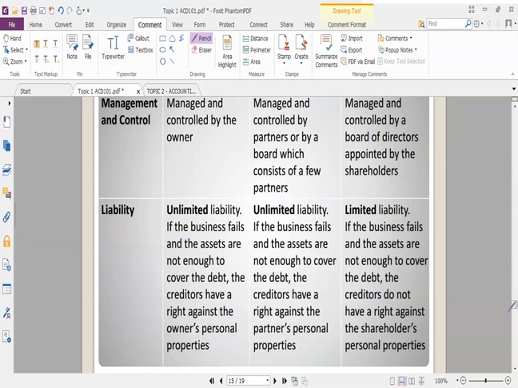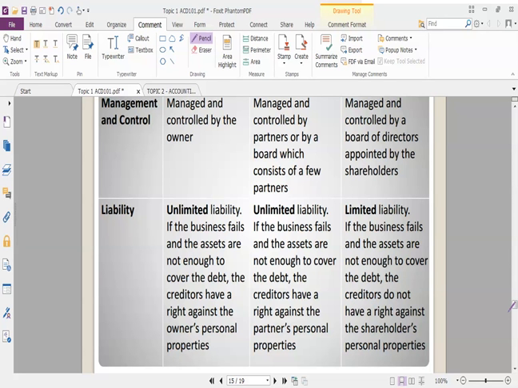The same goes for a partnership. If the company goes bankrupt, the partners will sell all their personal properties to pay back the debt to the creditors. That we call unlimited.